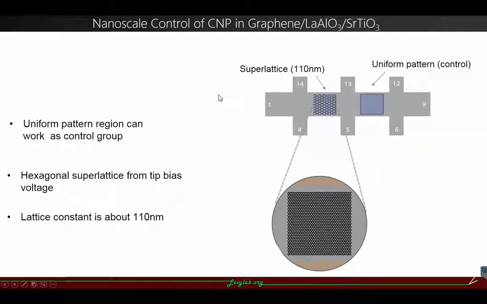After that, we tried to pattern a superlattice on the graphene lanthanum aluminate strontium titanate heterostructure and have nanoscale control of the charge neutrality point. So here is a Hall bar structure. On the left part, we pattern it with a superlattice. The voltage is applied from the tip bias. The lattice size is about 110 nanometers, and the right part is a uniformly patterned region, working as a control group.